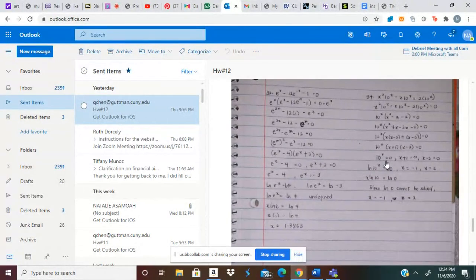So 10 to the power x equals 0, x plus 1 equals 0, and x minus 2 equals 0. I tried to take log of both sides, but then I realized that there's no log of 0. So x equals negative 1, and x equals 2. Right, 10 raised to any value will never be 0, so there's no solution there. x equals negative 1, x equals 2. Okay, great. Thank you.